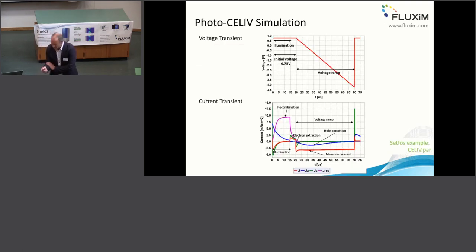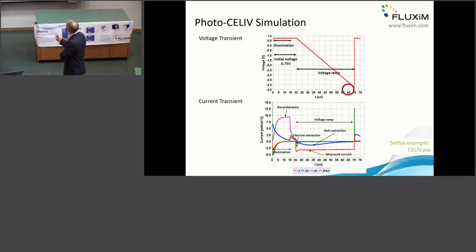And so let's go to a very popular measurement technique with a voltage transient, so basically this photo-CELIV experiment. You would start out at VOC, for instance, and then have an illumination. So this is the voltage transient. For the first 20 microseconds, we have this constant voltage, but we also apply a light pulse for the first 15 microseconds. And this light pulse will generate charge carriers in the solar cell. And these charge carriers are then extracted by a voltage ramp going in the negative direction.